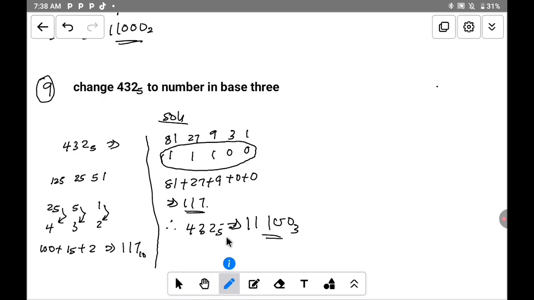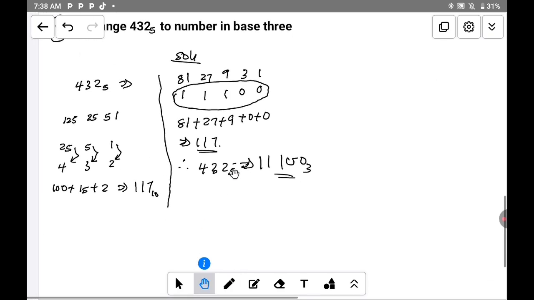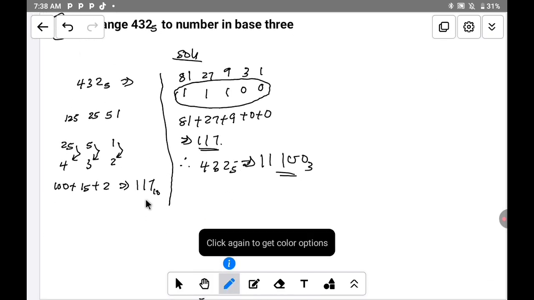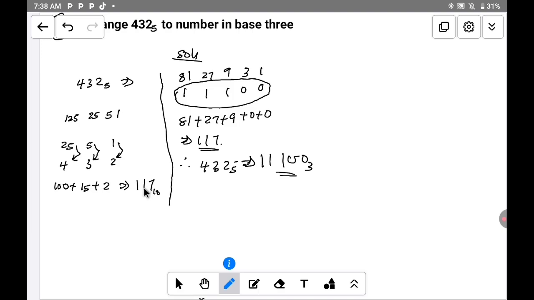So in case maybe you didn't really understand this method, let me explain for you from this place how you can do it. I'll be using the division method. So let's solve it another way. Let's convert this one from base 10 to base 3. So that will be 117. We want to convert it to base 3.